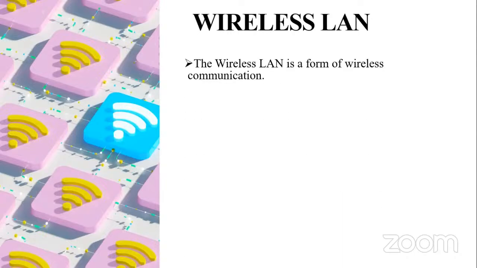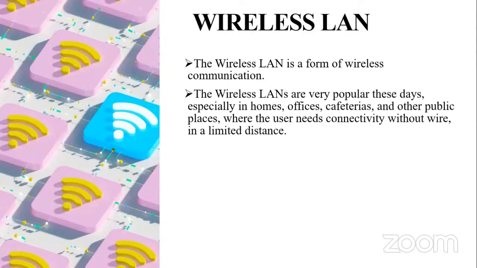So the wireless LAN is a form of wireless communication. Generally, you can write whatever you know about Wi-Fi and wireless LAN. Bluetooth, that will also come under it. Wireless LANs have been very popular for past years, especially in homes and offices, cafeterias, and other public places like railway stations, where the users need connectivity without wire in a limited distance.